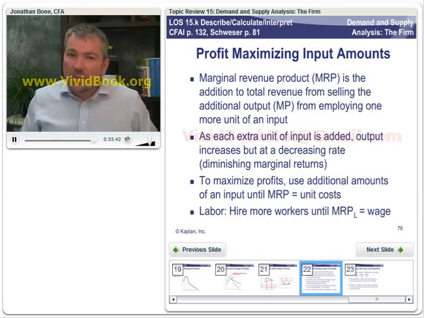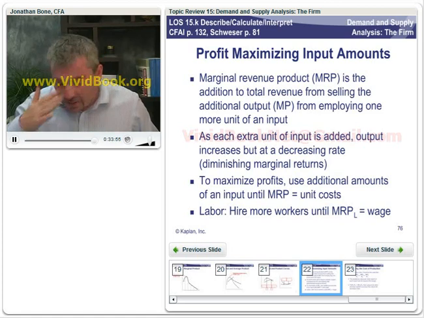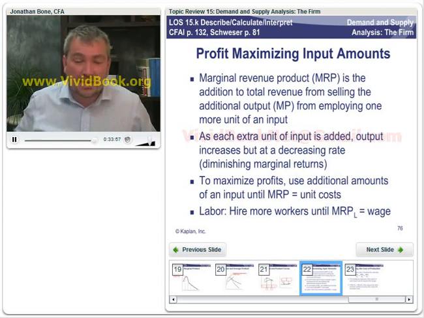So in the labour market, we should continue to hire more workers until the marginal revenue product of labour, the monetary value that we get from selling the output produced by one extra worker, is equal to the wage that we pay them.